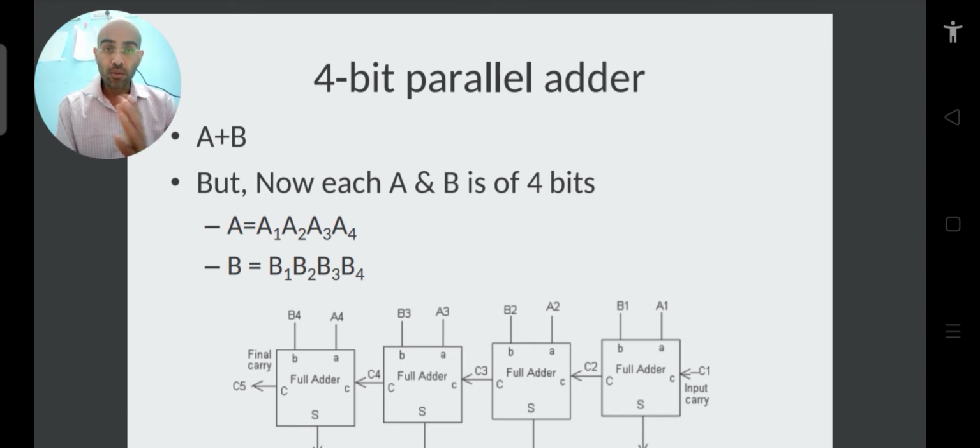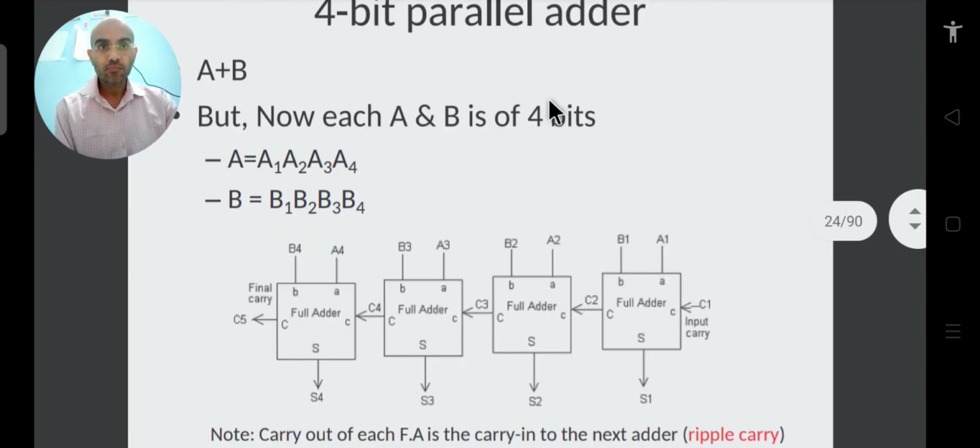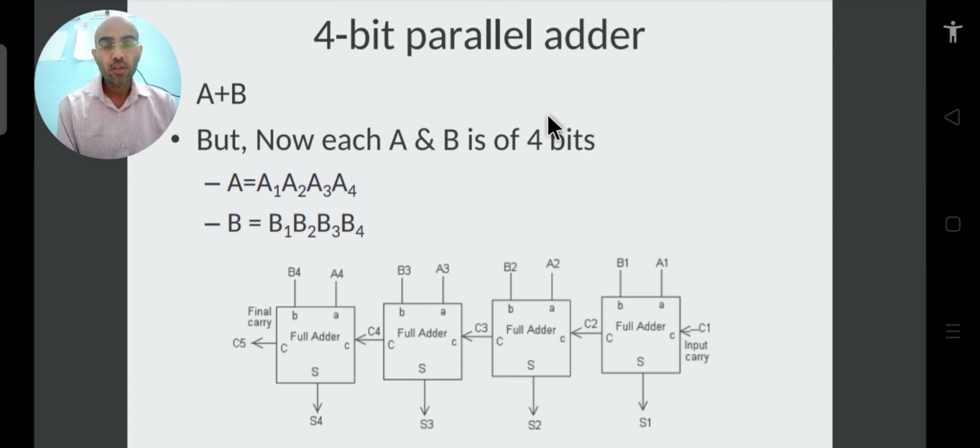When you say it is a parallel adder, it means that all the sum bits are generated simultaneously. The operation is performed simultaneously, so that is why it is called a parallel adder. Now you will see that we have used a single full adder multiple times, as many times as the number of bits. Here we have 4 bits, so we have used the full adder 4 times. A and B are 2 numbers, each of which is a 4-bit word.